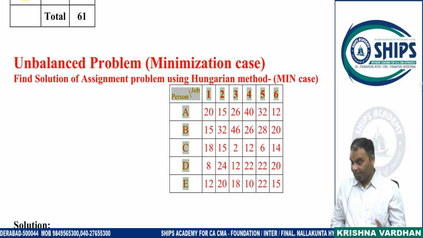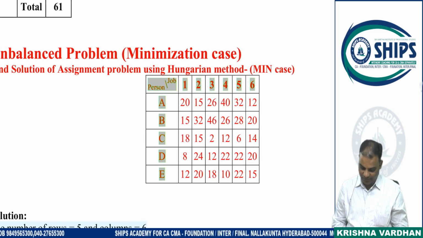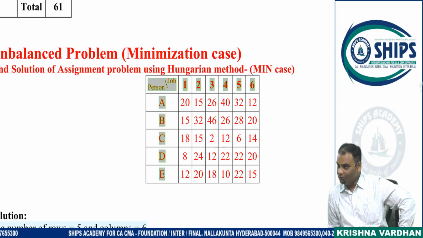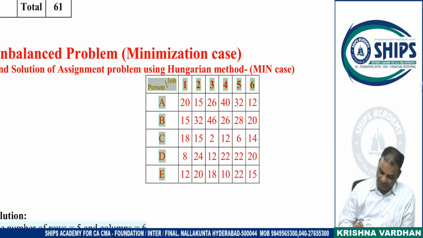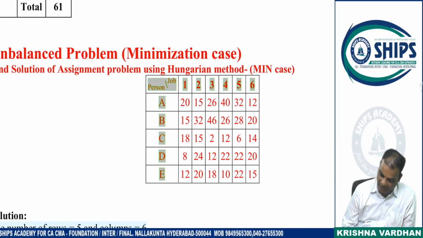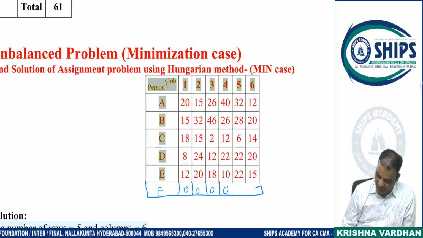How do you convert unbalanced to balanced? What is less here, row or column? Row. So what will you do now? Add F and make all the values as 0. But somebody said row also.